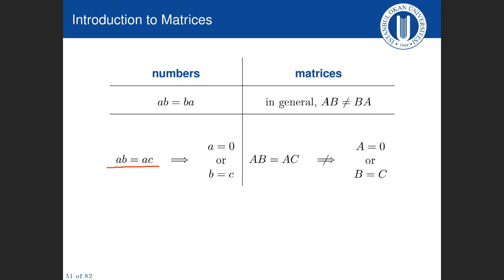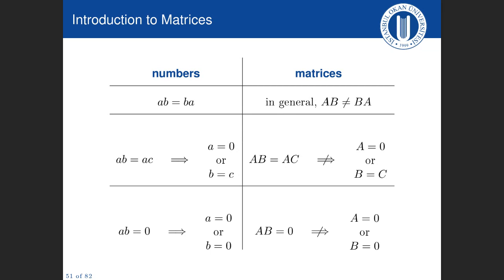And the third rule, which doesn't carry over from numbers, is in numbers, we know that if AB is equal to 0, then either A is 0 or B is 0. But that's not true in matrices. Capital A, capital B equal to 0, equal to the 0 matrix, does not imply that capital A is the 0 matrix or capital B is the 0 matrix. And I'm going to show that to you with two examples now.